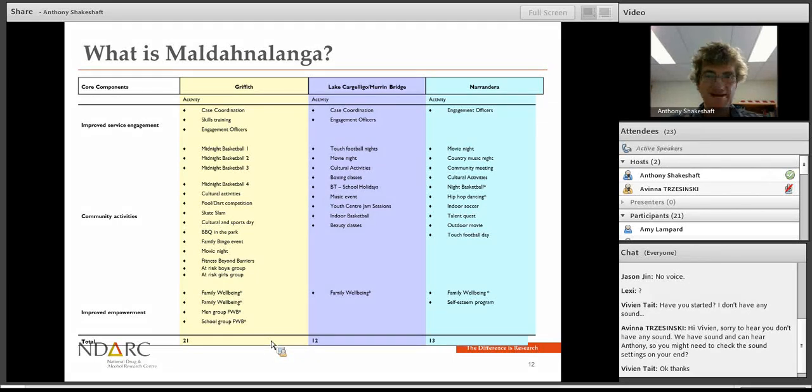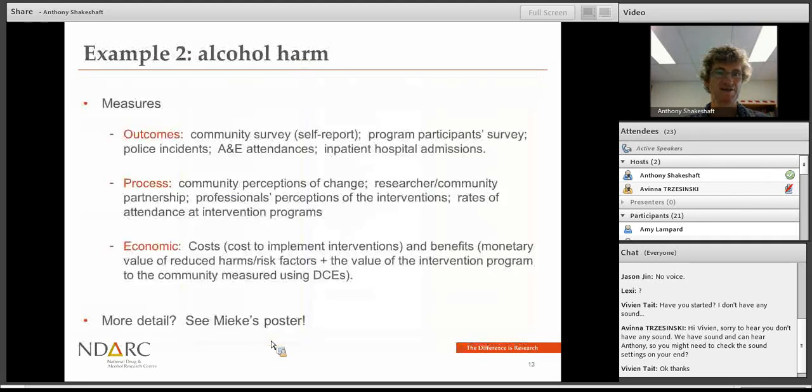So you can see that there's some overlap with activities, but essentially they all come up with their own ones. They all did Family Wellbeing, so that was consistent across all of the communities, and they all had slightly different ways of doing case coordination. Some of them employed engagement officers to actively work with high-risk families and individuals to get them more engaged in services. So I think what I'm trying to do is demonstrate that whether you're working with an individual program like BackTrack or working across a whole community, the same principles can apply. What are the core components and what are the activities that give effect to those?